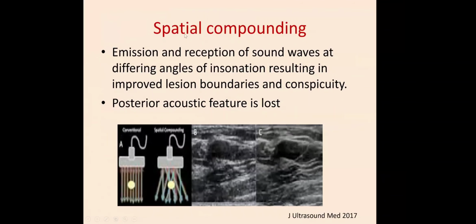One of the other advances is spatial compounding. It is not commonly available in all the machines. Some additional software has to be purchased for spatial compounding. Usually when you are doing a routine ultrasound with a normal probe, ultrasound waves go in linear directions. But in spatial compounding, the emission as well as reception of sound waves is at different angles of insonation, resulting in improved lesion boundaries and perspicuity.